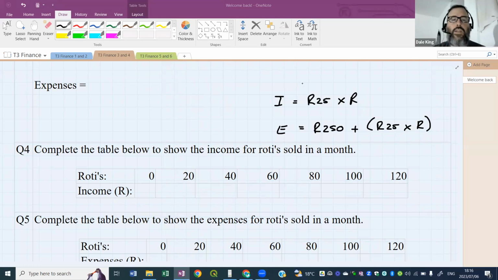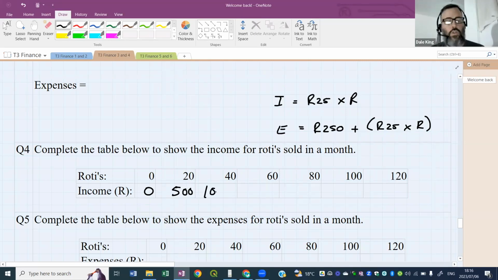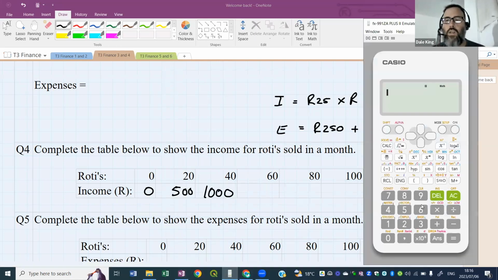When this person makes 0 rotis, what is the income? It's 0. When this person makes 20, what is the income? 500. Thank you. For 40? 1,000 rand. Now, while I'm doing this, everyone else should be doing this to check. You should have your calculator there. And what Katlecha is doing, I'll tell you, is there needs to be an equation on your calculator.